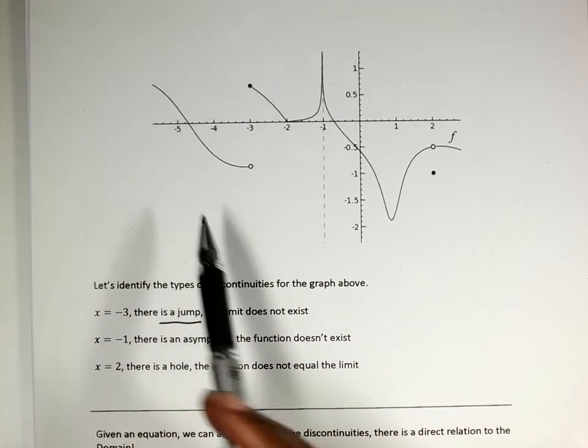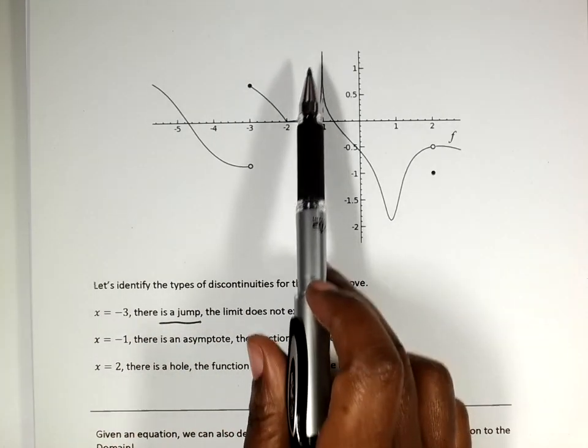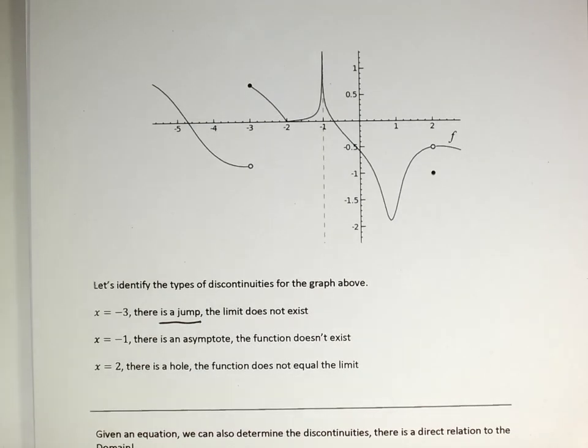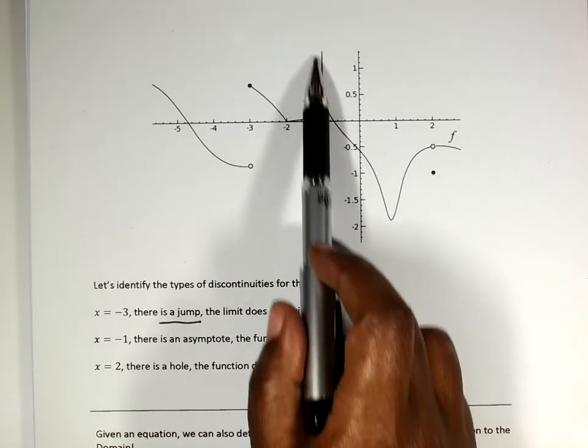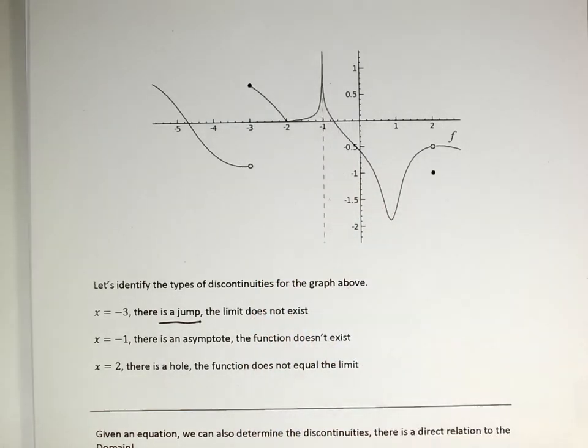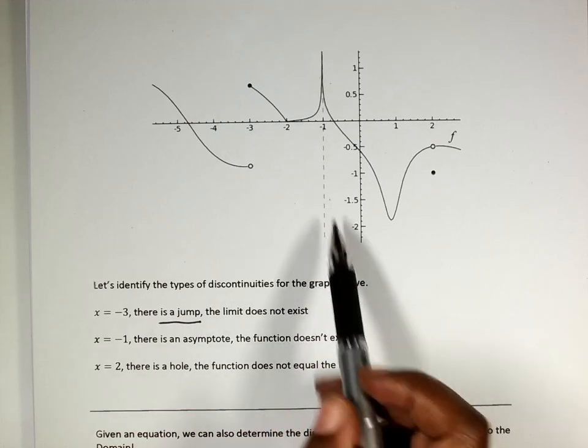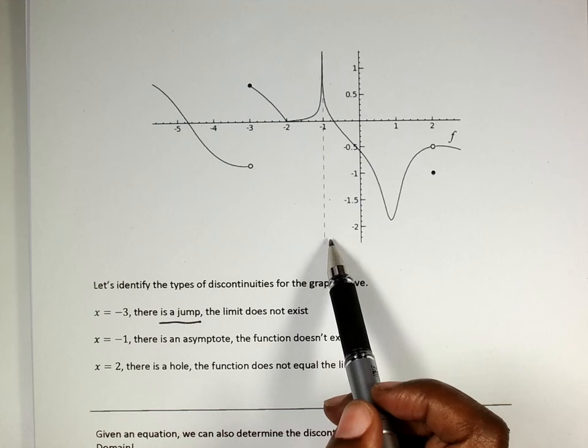Our next discontinuity is at negative 1. This dashed line, when you see that up and down, that's really trying to show you that there's a vertical asymptote there. If there's a vertical asymptote, the function doesn't exist. The limit is going to positive infinity, which again is not a real number, so that's not really helpful. So we have a vertical asymptote, therefore it's not continuous.